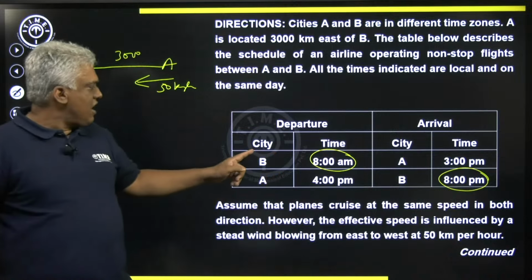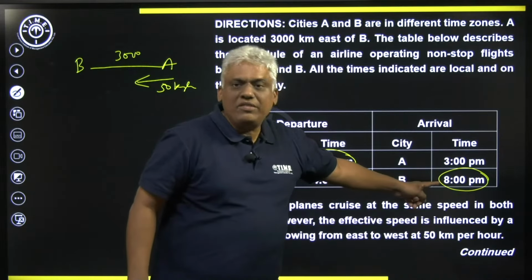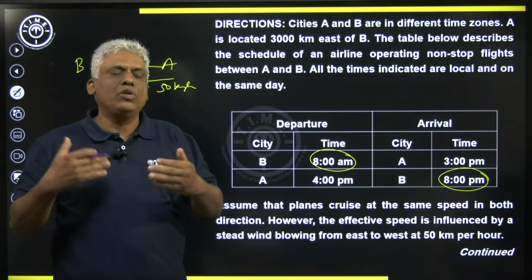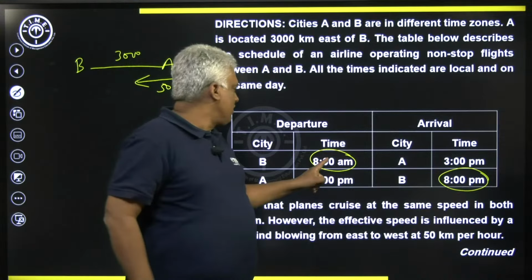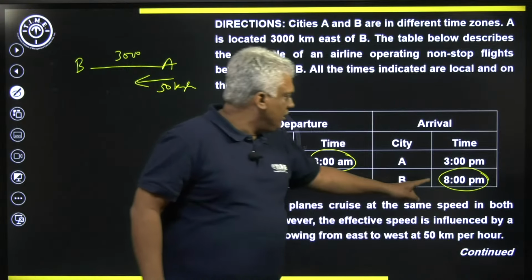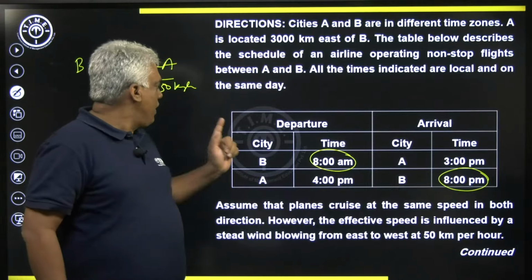So you see, it started 8 a.m. from city B, again it reached city B at 8 p.m. So city B to city B, there's no time difference, right? There's no problem with time. It started at city B at local time 8 a.m. and reached city B again at local time 8 p.m. So total time is 12 hours. But what happened?